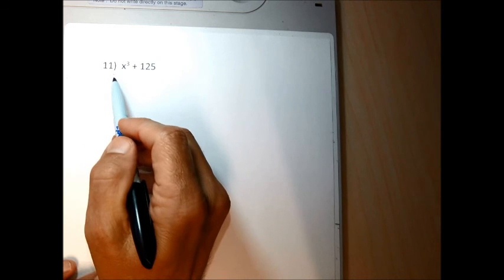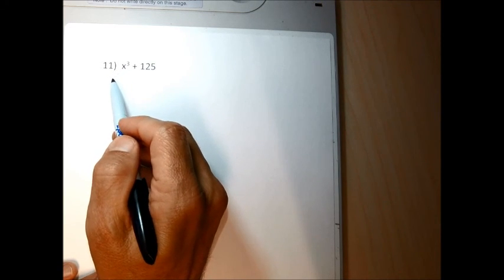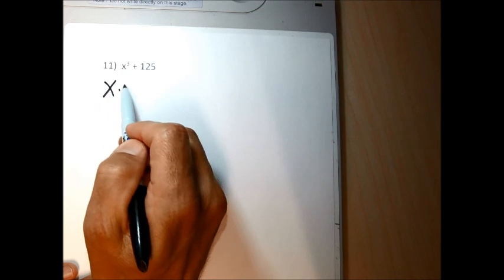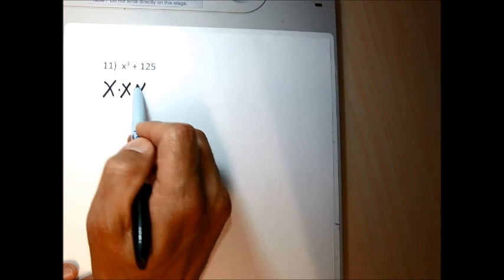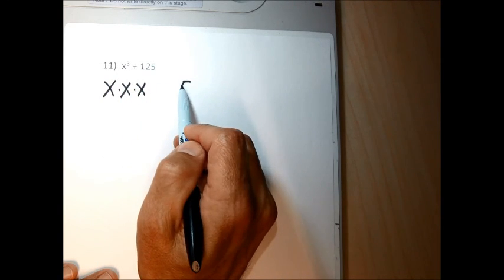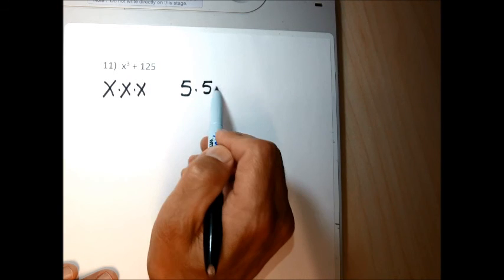11 is a cube, and cubes are the hardest. I need to know my template and how to fill that template up. So what I'm going to do is write why this is a cube problem. X cubed is a cube because it's x times x times x. And 125 is a cube because it's 5 times 5 times 5.